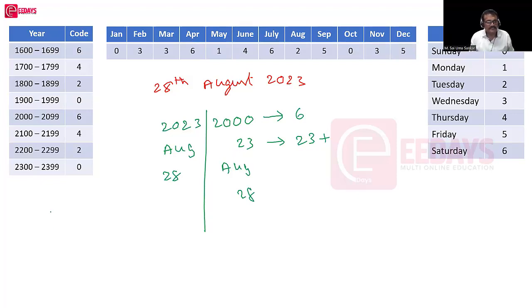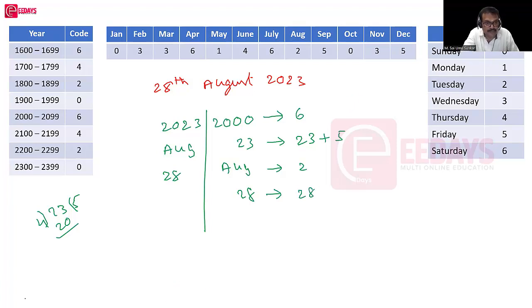If you divide this 23 with 4, 5 times 20. So the quotient represents the number of leap years. So that is equal to 5. Next, August. What is the code for August? That is equal to 2. And next, 28 days are there. Okay. So let us take this is equal to 28.